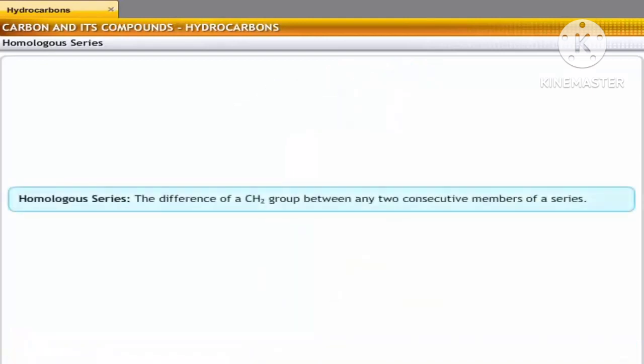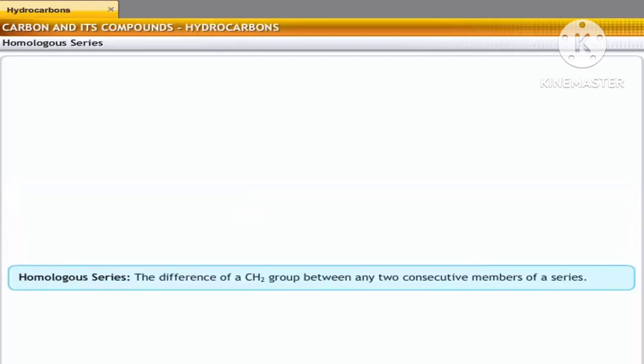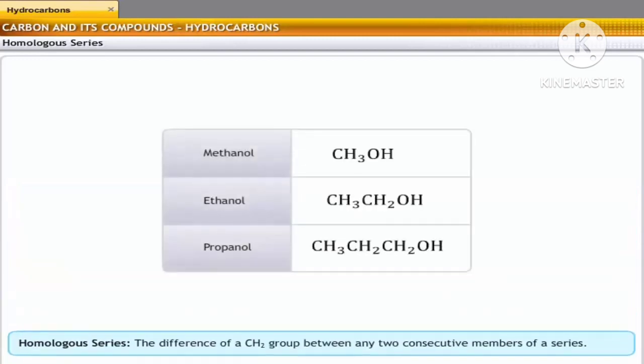When carbon compounds with similar functional groups were arranged according to the ascending order of the molecular weights, the difference between any two consecutive members of the series was found to be the CH2 group, and such a series is identified as a homologous series. Let's consider the family of alcohols. The functional group in alcohols is OH.